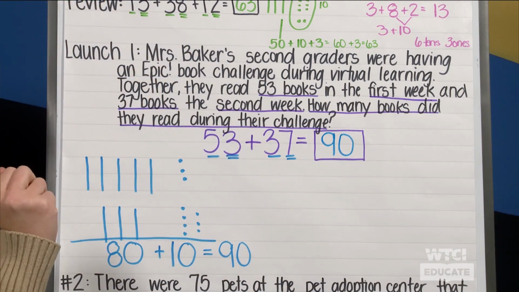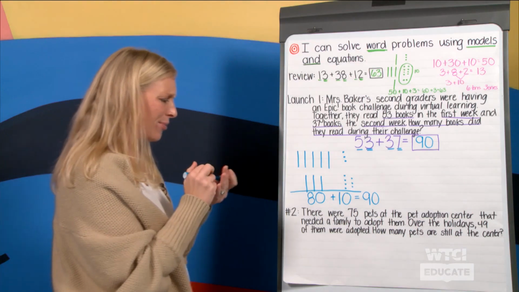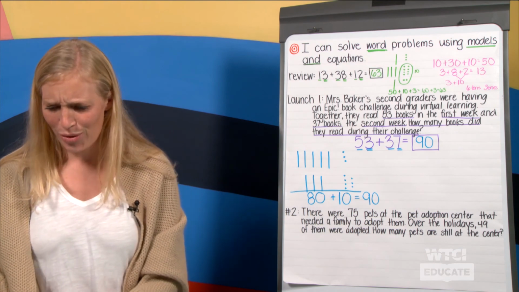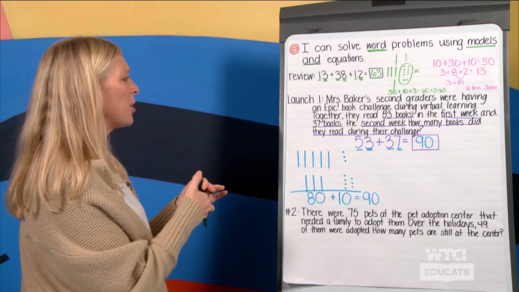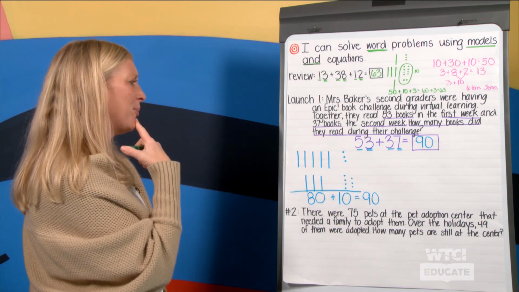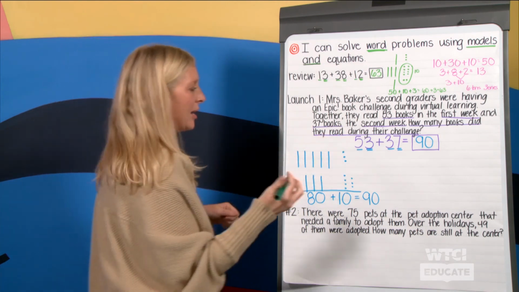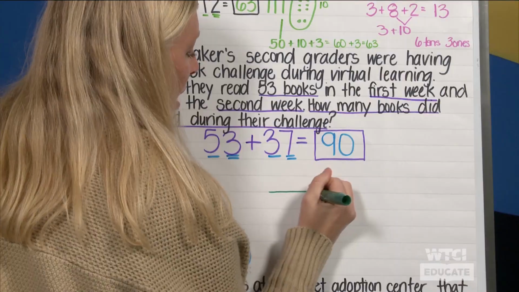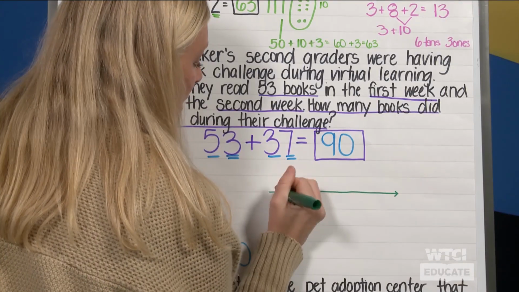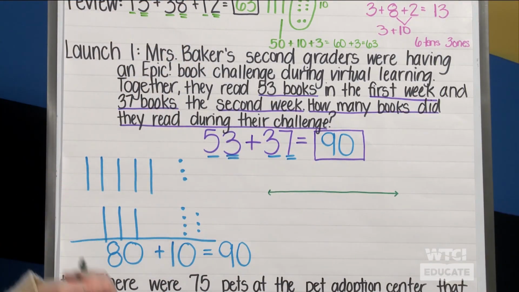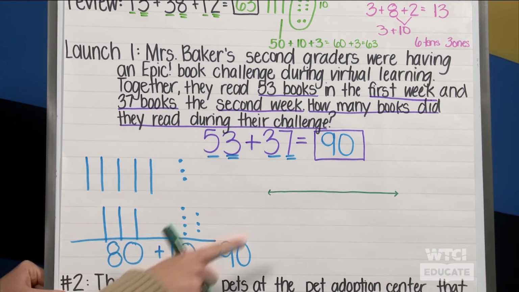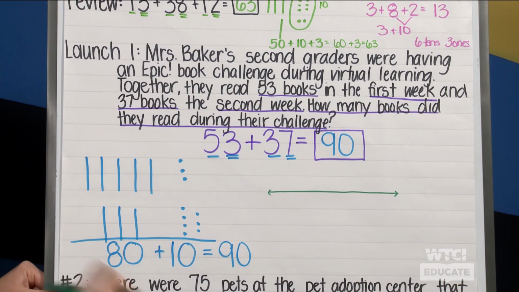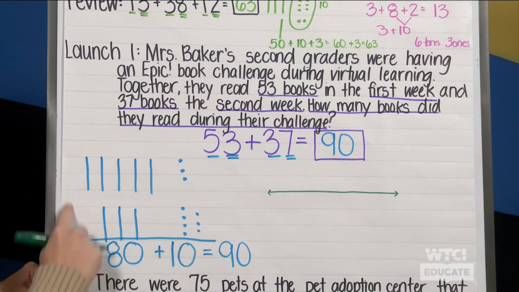I bet you could have a little Epic Book Challenge too. How else could I show this work? How else could I have another model that represents this equation? I like a good number line too. And I like to show these to all my second grade friends because just because this doesn't work for you doesn't mean that this can't. Or just because this one doesn't work for you right now doesn't mean that this one can't.